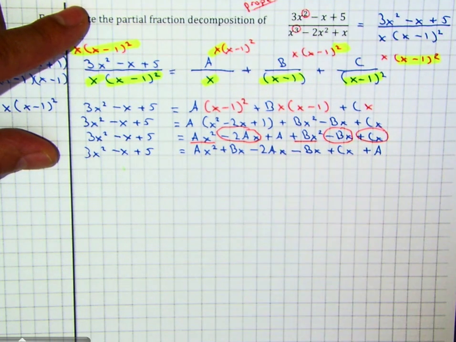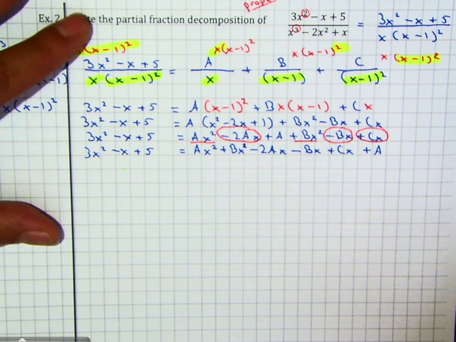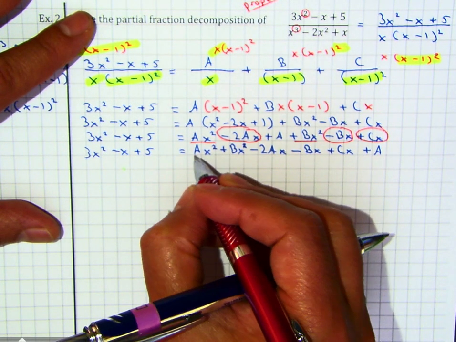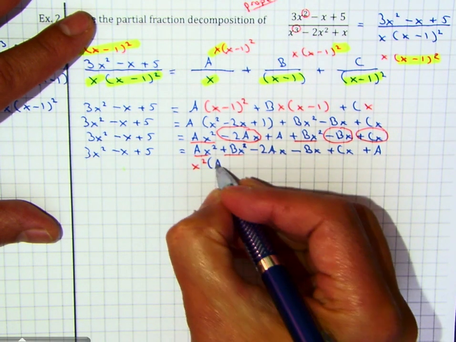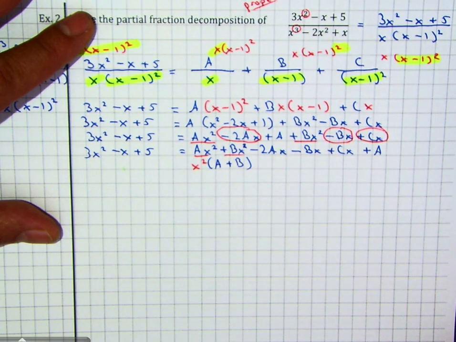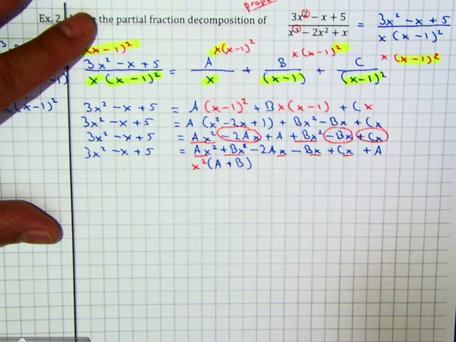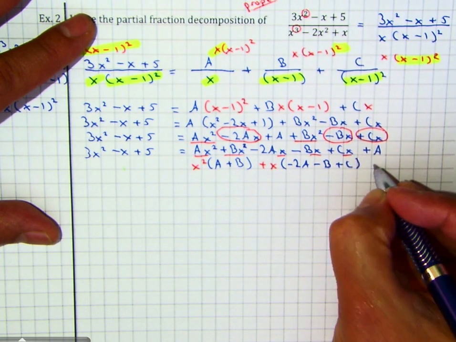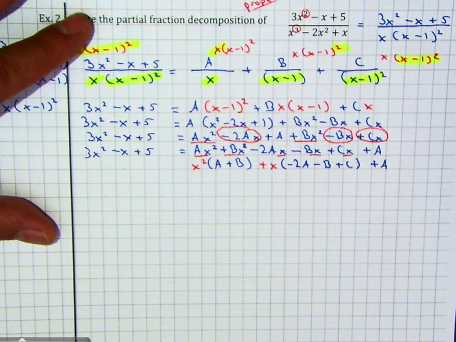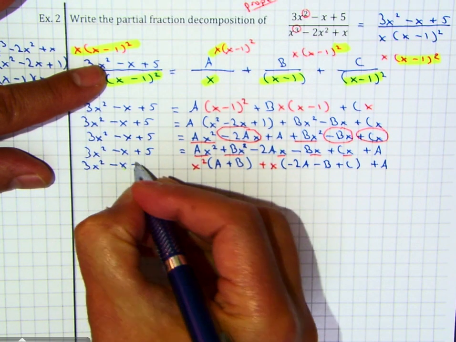Next, I forgot to write down my x squared. Next, I'm going to combine my x squares together, or, well, actually, can't combine them, so I'm going to factor my x squared from both. And what's left behind? We have a plus b. I'm going to factor out my x from the next three. So I'm going to factor a positive x. And what's left behind? We have negative 2a minus b plus c. And last, we have an a, nothing to do with it. We have 3x squared minus x plus 5 equals.